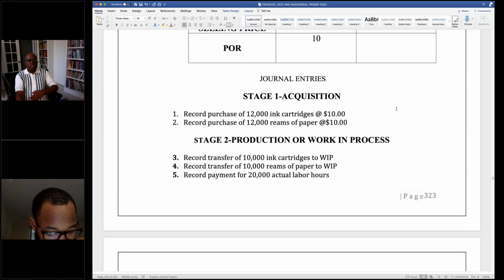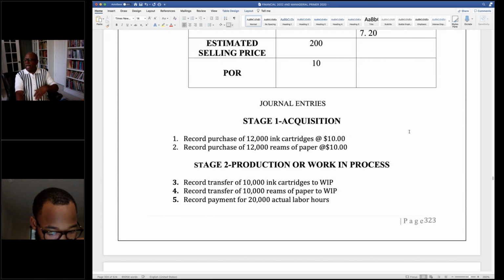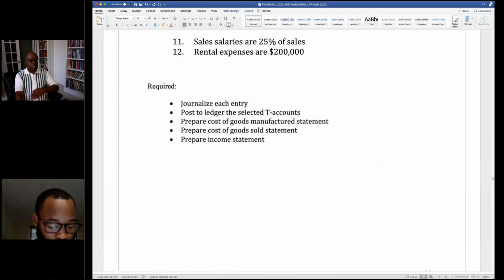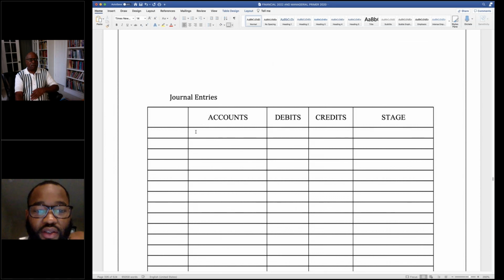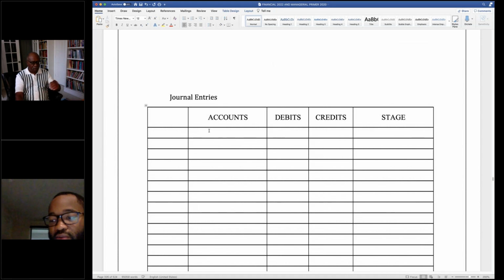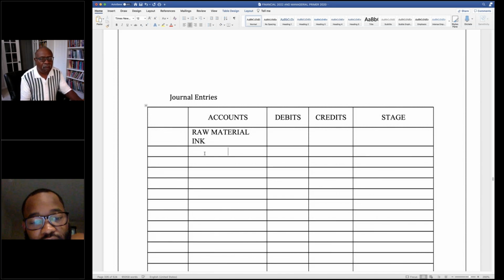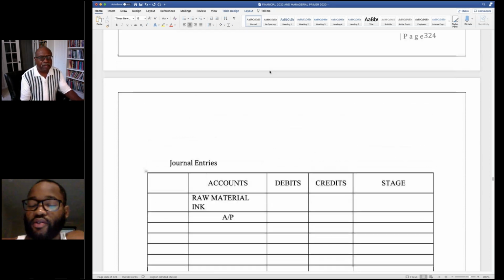Okay. In stage 1, this is where we buy the raw materials. So that's the acquisition stage. So what we're going to do when we make the journal entries, that first journal, you're going to debit the raw material ink, and then you credit accounts payable. So how much ink did we buy?